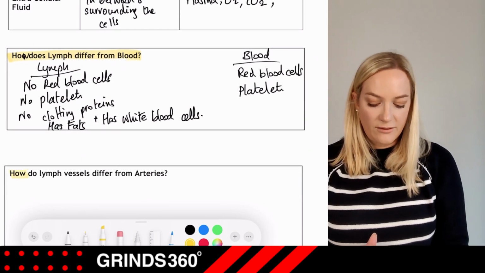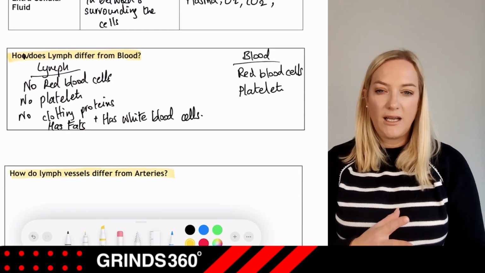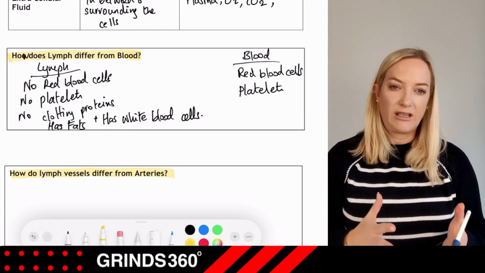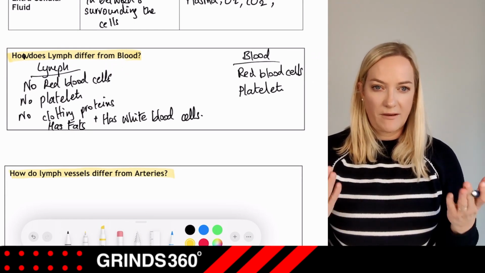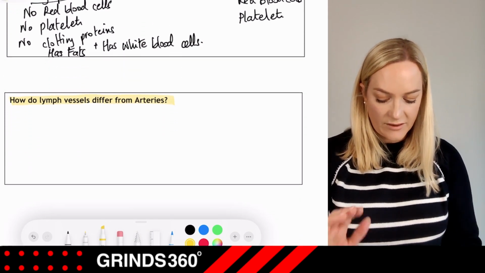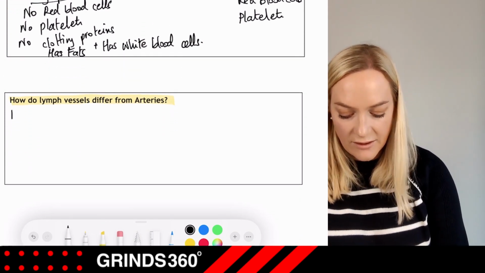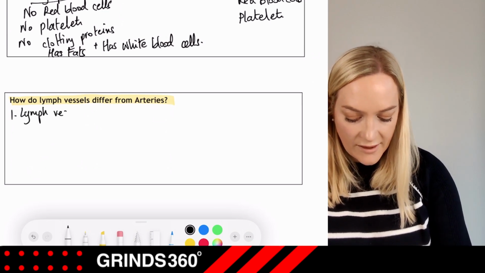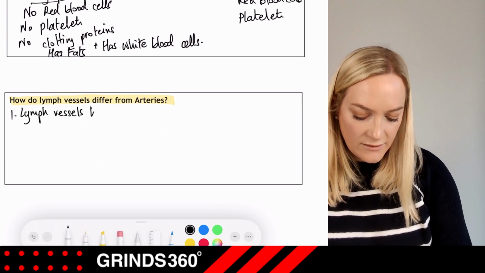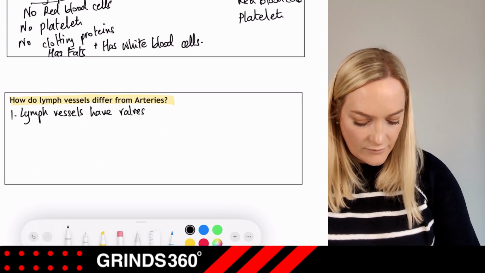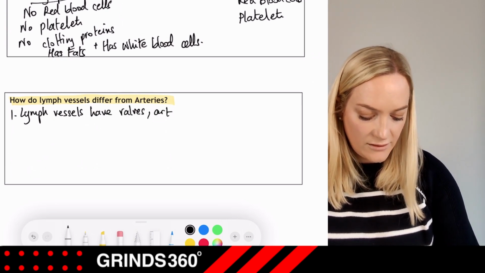Another question could be, structurally, how do lymph vessels differ from arteries? Structurally, lymph vessels have valves to prevent backflow. Arteries do not have valves. So that's one structural difference. We're going to say lymph vessels have valves. Arteries do not.